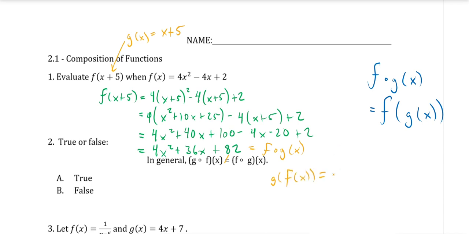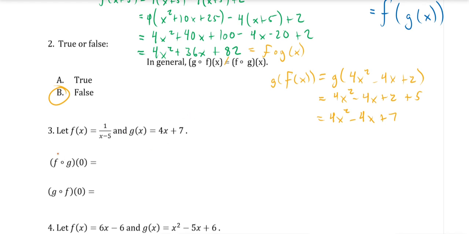Well, in that case, I'm plugging in 4x squared minus 4x plus 2 into g of x. And g of x says take whatever you plugged in and add 5 to it. So this is just 4x squared minus 4x plus 2 plus 5, which is 4x squared minus 4x plus 7. And although we do have a 4x squared here, the other two terms are not the same, and so we can see firsthand that this is in fact a false statement.